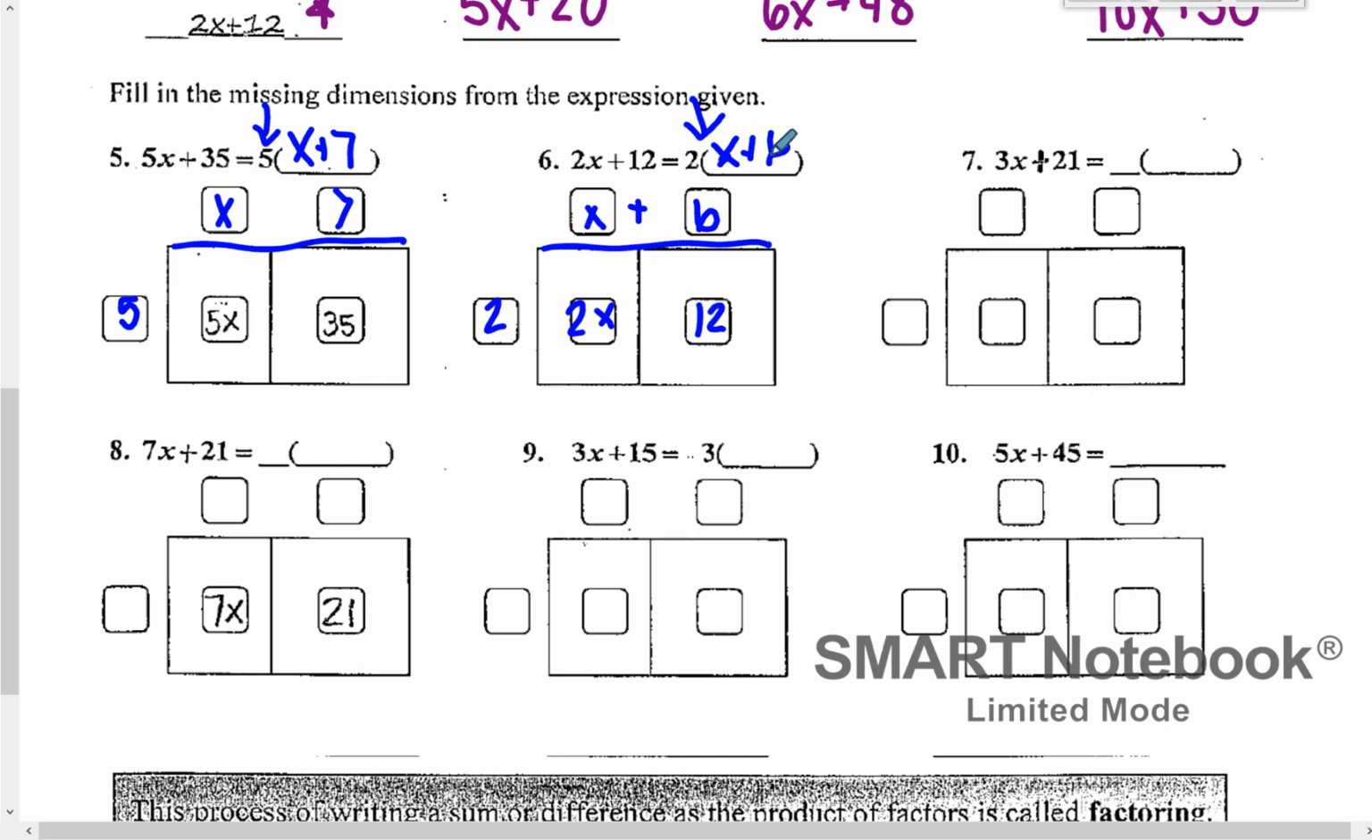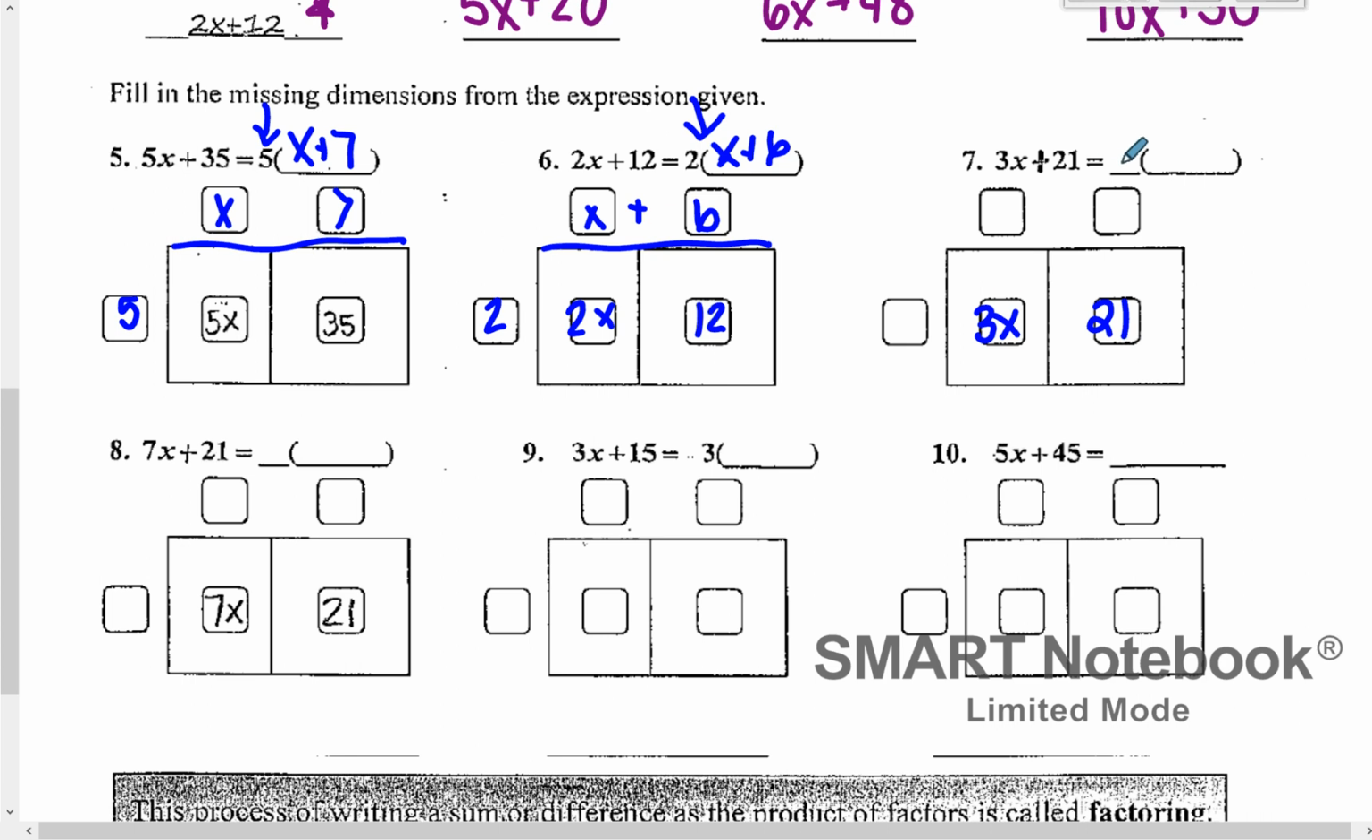Try this next one on your own. Pause the video, try it on your own, and then click resume to check your answer. So we have 3x and 21. It doesn't tell us what number comes outside.